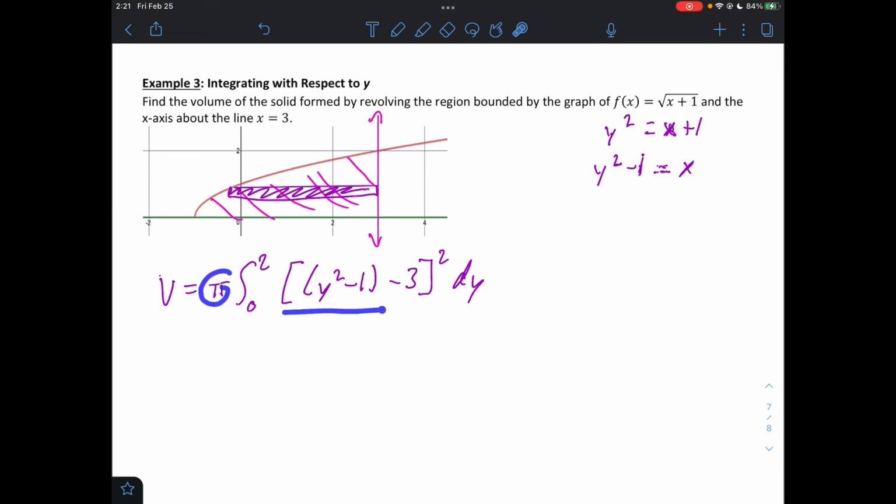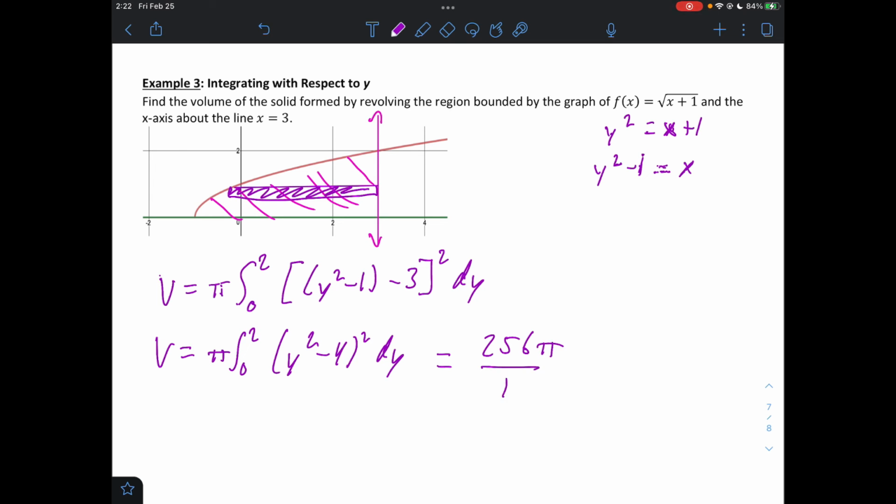Pi r squared h. All right, let's do a little simplifying here. So pi, the integral from 0 to 2 of y squared minus 4 squared dy. And then let's use our calculator now to solve this one. So integrate from 0 to 2 of y squared minus 4 quantity squared dy. Now remember, in your calculator, you're using all x's. And we should get 256 over 15. So our answer is 256 pi over 15.